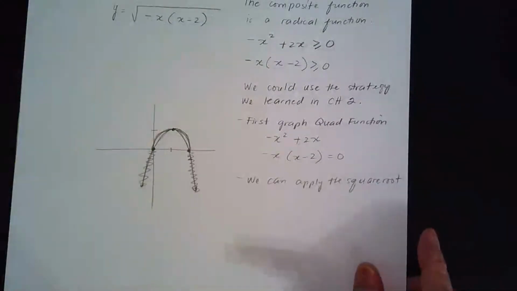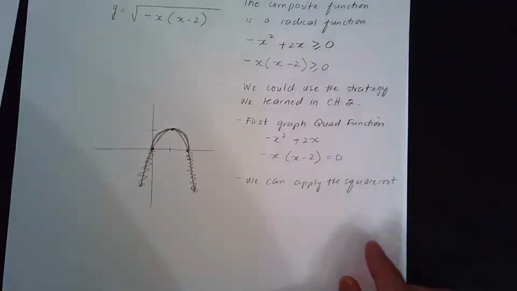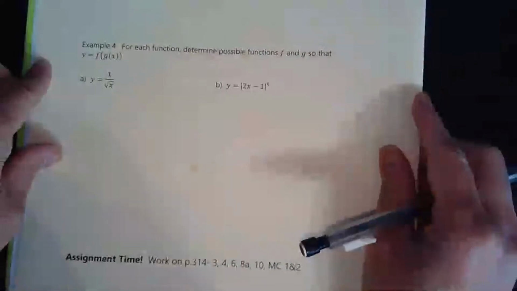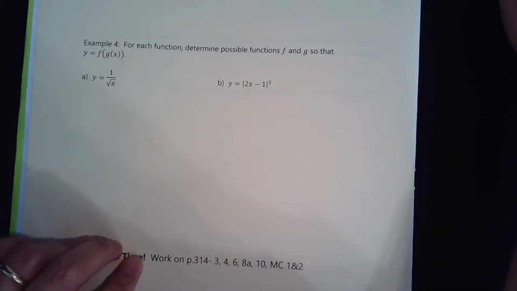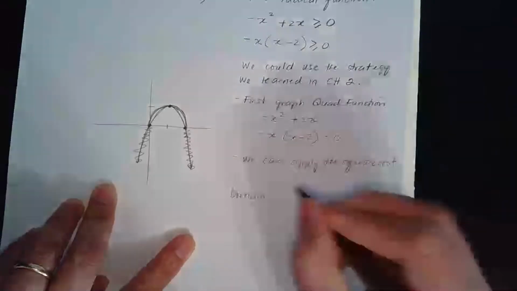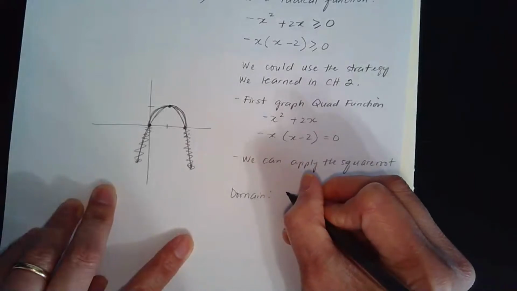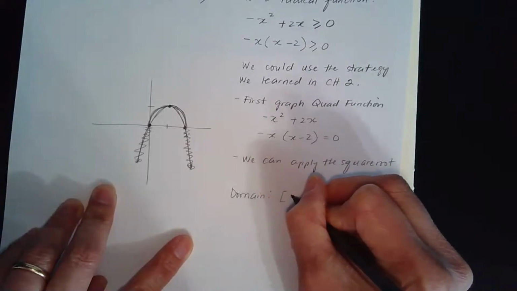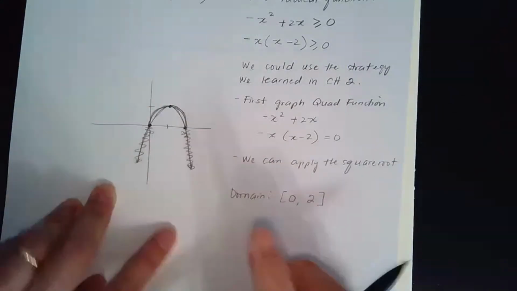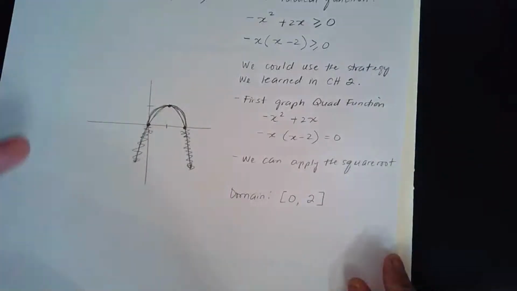I'm going to have those lessons ready. Let's take a look at the last bit here. The last bit is actually pretty easy. The domain would be from 0 to 2, 0 to 2 only, nothing beyond that.